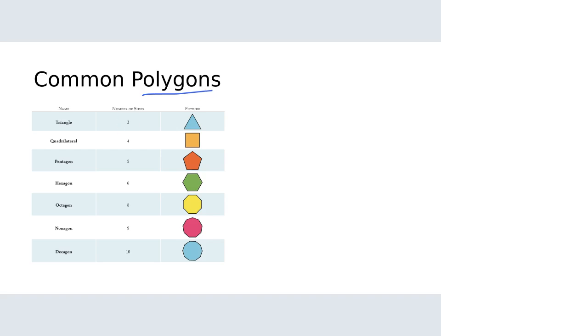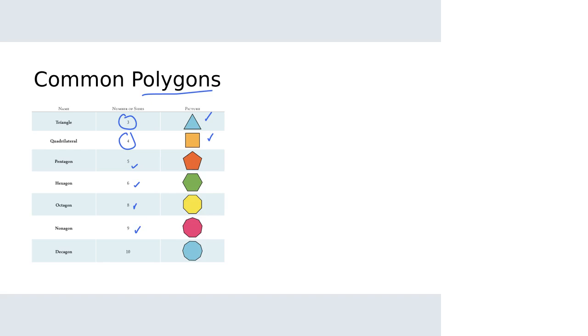A triangle has 3 sides. It could look like that. That's just a sample triangle. Not all triangles look like that one. A quadrilateral has 4 sides. Could look like this, could be a square. A pentagon has 5 sides. A hexagon has 6. Octagon 8.